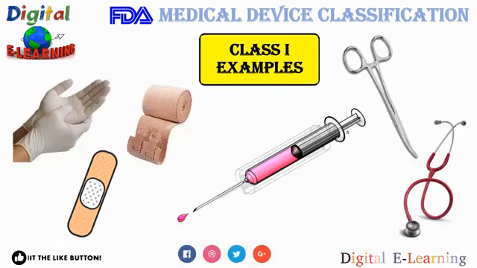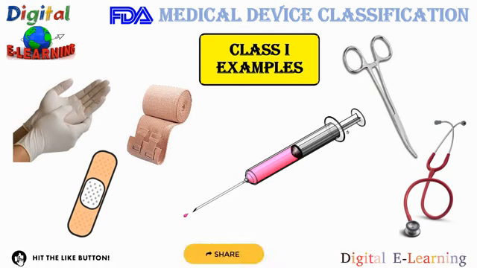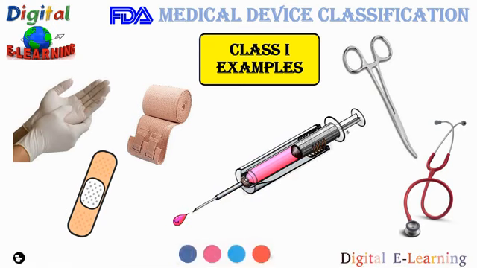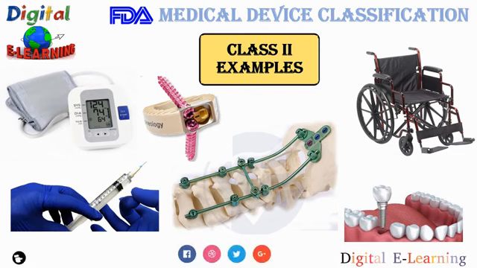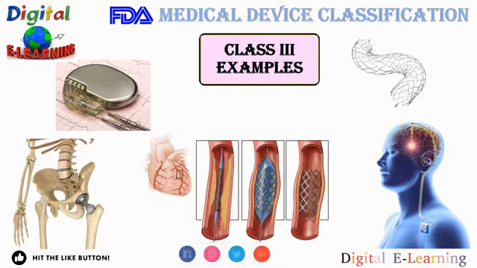Let us look at some examples of class 1. It includes tongue depressors, bandages, gloves, simple surgical devices, and stethoscopes. Some examples of class 2 devices include wheelchairs, X-ray machines, MRI machines, surgical needles, catheters, diagnostic equipment, spinal implants, or your dental implants. All these are examples of class 2 medical devices. Class 3 devices, which are the highest risk devices, include heart valves, stents, implanted pacemakers, silicone implants, and hip and bone joints. All of these are examples of class 3 medical devices.